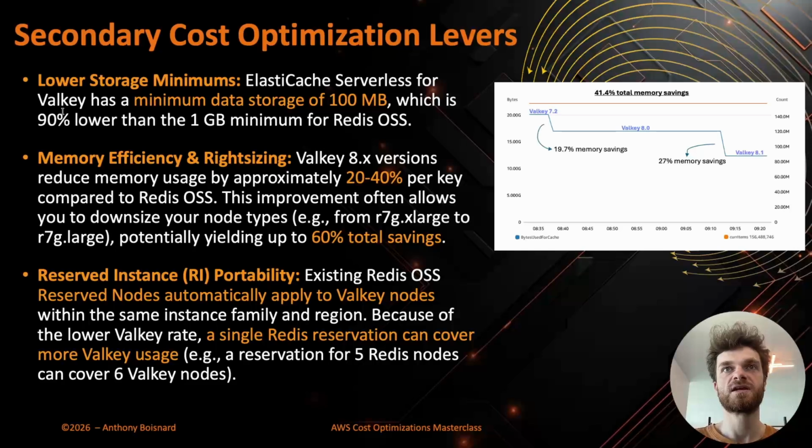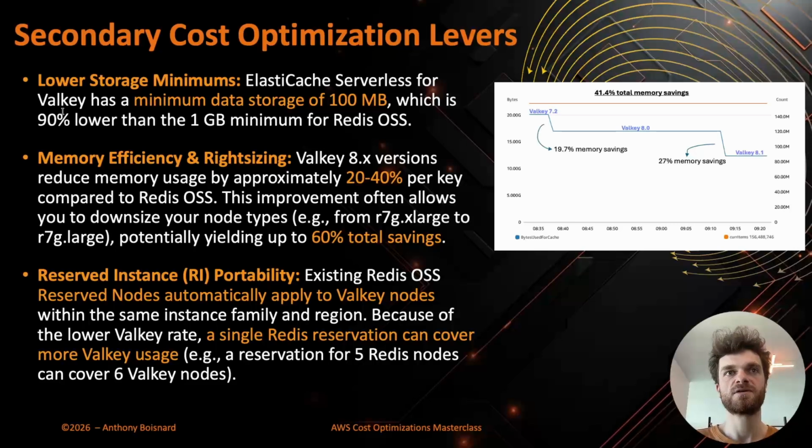You can also save lots of money with memory efficiency and rightsizing because Valkey versions 8 and above reduce memory usage by approximately 20 to 40% per key compared to Redis OSS. And this improvement often allows you to downsize your node types, for example, from r7g.xlarge to r7g.large. And so potentially you can yield up to 60% total savings.